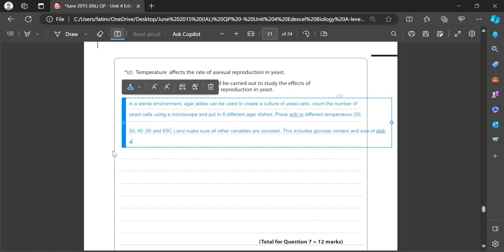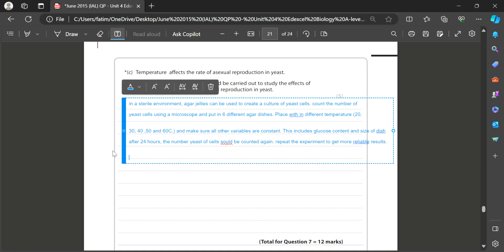Then after a week or so, or it can be 24 hours. You don't want them to go for so long. After 4 hours, the number of yeast cells should be counted again. And we have to repeat the experiment to get more reliable results. All the experiment questions follow a strict procedure, so you should be able to do this question without any actual issues with it. I'll just add aseptic technique again.